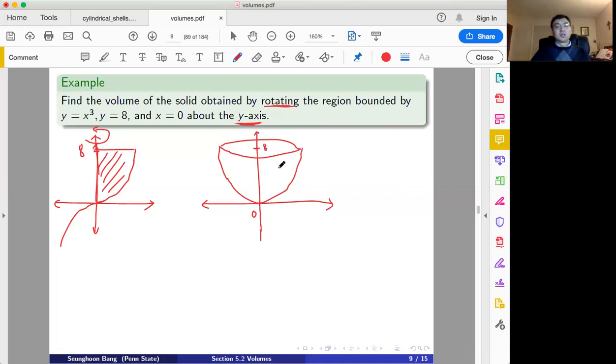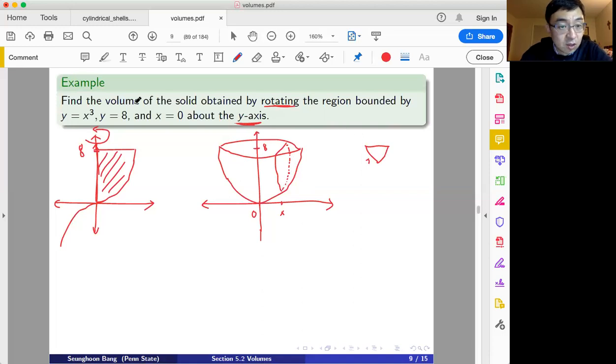In this case, how can you define the cross section? We don't choose x here. If you choose an x value and cut this solid using the perpendicular plane, we get a cross section like this. It's very awkward. It's not good.